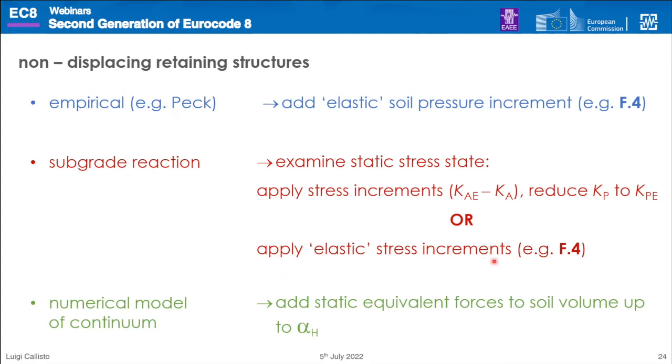and apply them as added forces to our wall. Or if our analysis of the construction tells us that the soil behind the wall is in a fully active limit state, we may evaluate this soil stress increment by using the difference between the active pressure coefficient under seismic conditions and static conditions, and at the same time reducing the passive pressure condition to its seismic value.